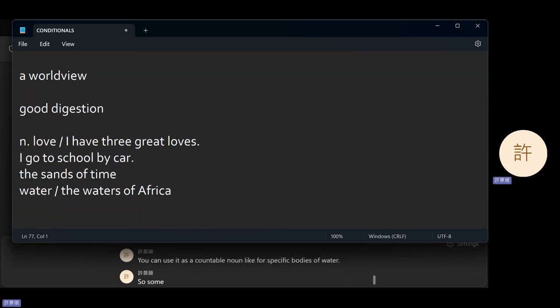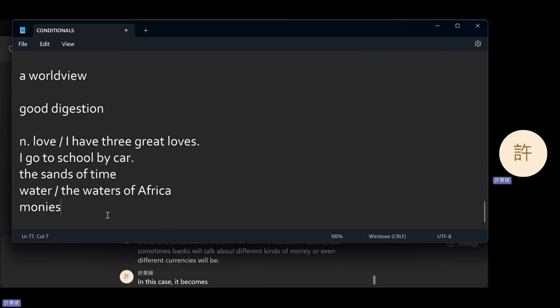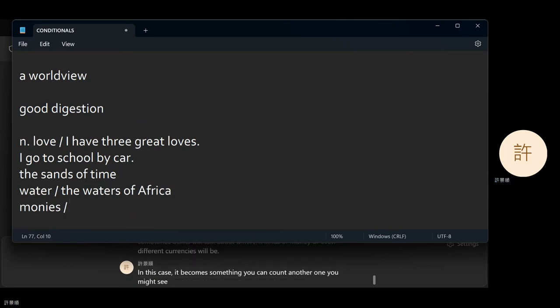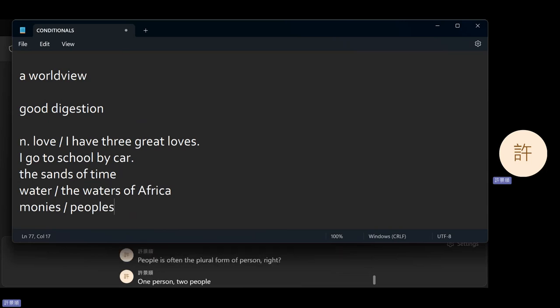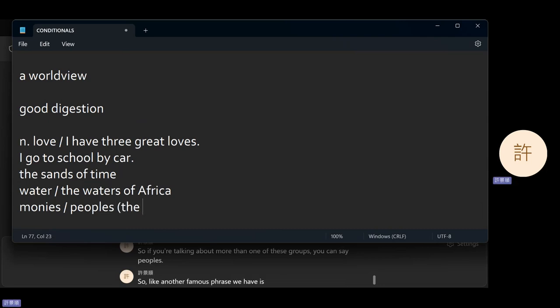So some odd words that you might come across include monies. Money is uncountable. It is a kind of substance because we live in a capitalistic society. But sometimes banks will talk about different kinds of money or even different currencies, 货币. In this case, it becomes something you can count. Another one you might see is peoples. People is often the plural form of person, right? One person, two people. But people also means the people of a nation or the people of an ethnic group, 民族. So if you're talking about more than one of these groups, you can say peoples. Another famous phrase we have is the peoples of the world.